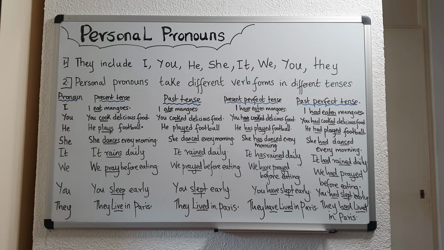With I, it is I play. With you, it is you play. But he, you must add an S. He plays football. In the past tense, you simply add ed to the verb play, because play is a regular verb. So it becomes he played football.